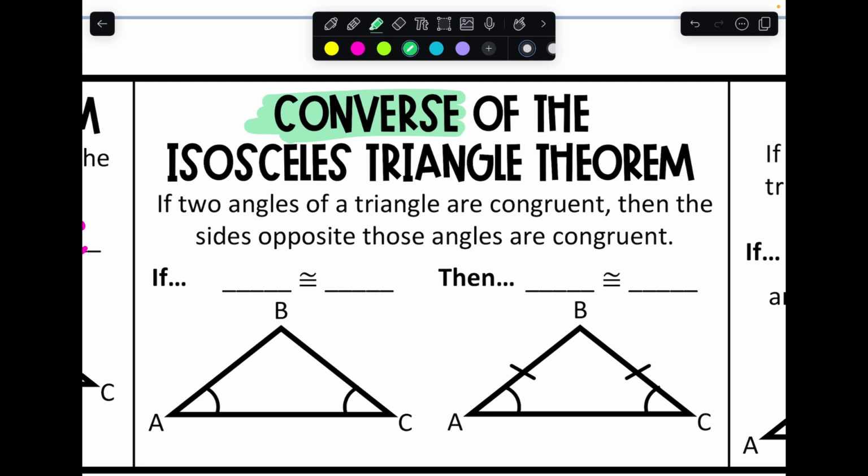So this time, instead of saying that I know that the sides are congruent so the angles are congruent, it says that if two angles in a triangle are congruent, then those two sides have to be congruent. So if I know that angle A is congruent to angle C, then I can assume that segment AB is congruent to segment BC. So basically what that means is if I know that two angles of a triangle are congruent, I can say that that triangle is isosceles.